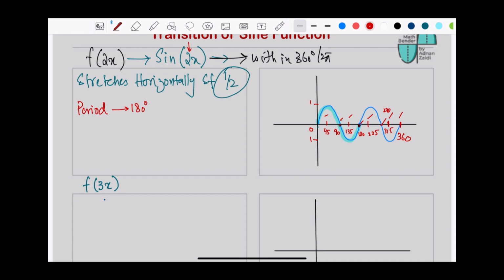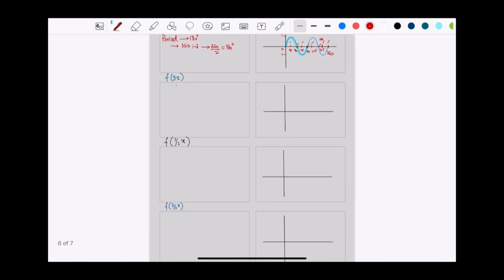Another way: you know that by default a sine wave has a period of 360. So 360 divided by whatever number is written here. This gives you 360 over 2, which gives you 180 degrees as the period. The range of the wave is the same, -1 to 1. Now let's look at another one, f of 3x.